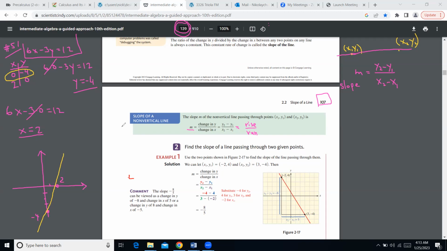So anyways, we started to talk about section 2.2 that deals with the slope of the line.